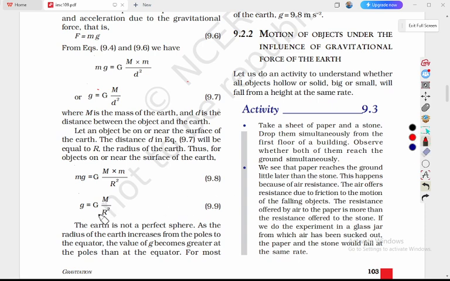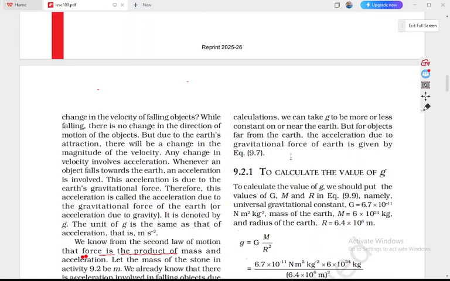Now, we find that the Earth is not a perfect sphere. As the radius of the Earth increases from the poles to the equator, the value of g becomes greater at the poles than at the equator, right? Remember that the value of g increases at the poles, it becomes greater at the poles than at the equator. For most calculations, we can take g to be more or less constant on or near the earth.